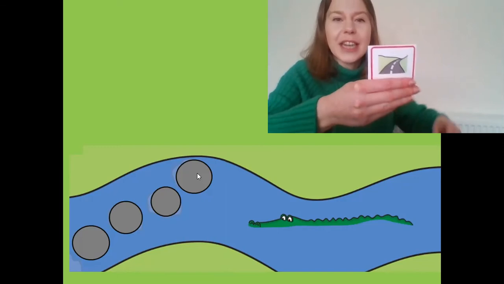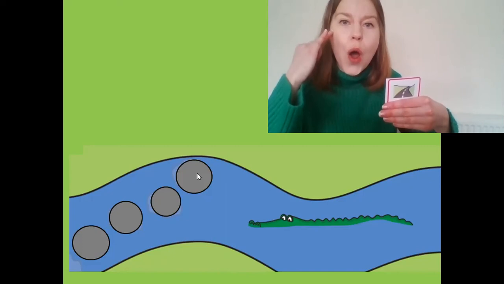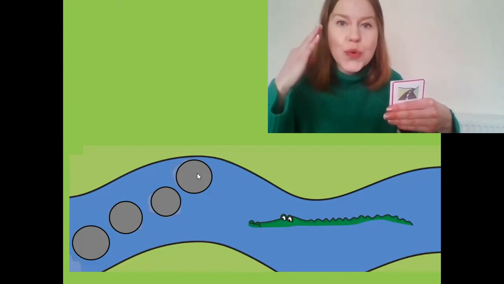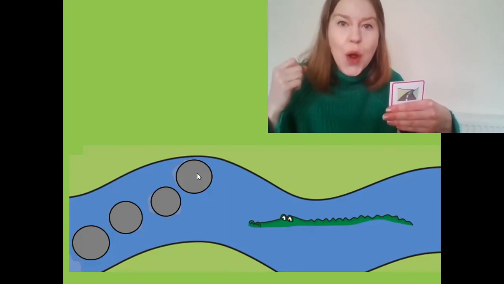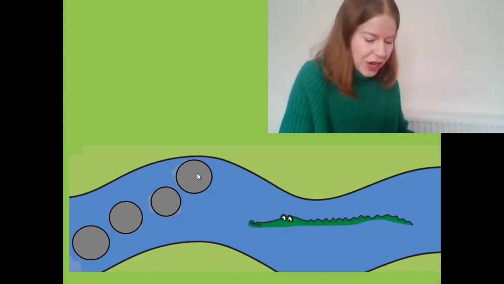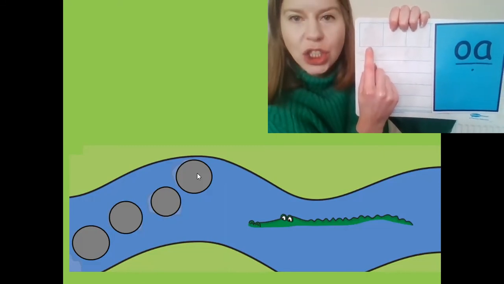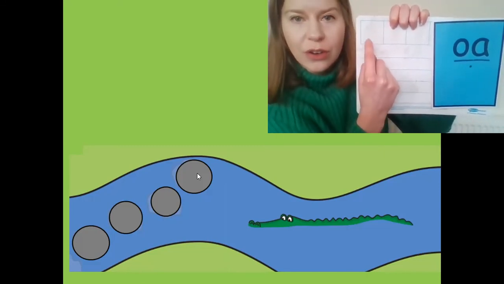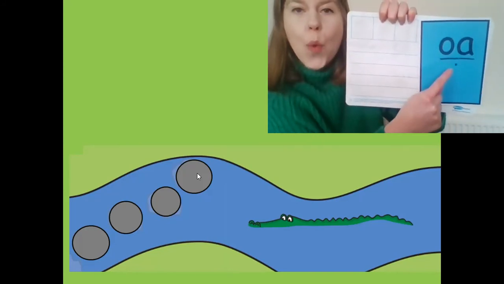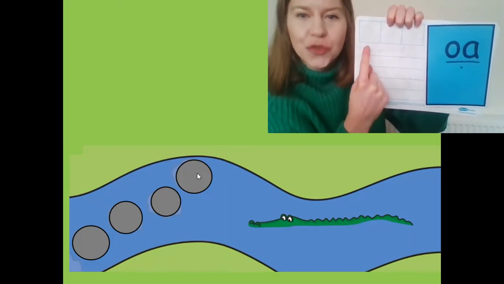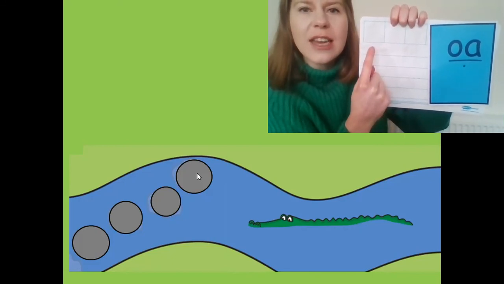Can you say the word road? Road. Now, can you have a go of chopping it up for me? R-oa-d. And again, road. Well done. Now you're going to have a go of writing it independently. What's the first sound you can hear? What's the next sound you can hear? What's the last sound you can hear in road?